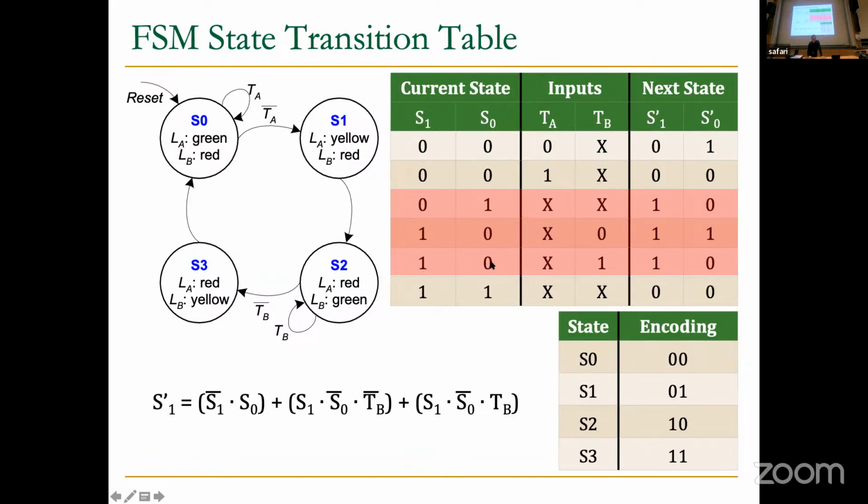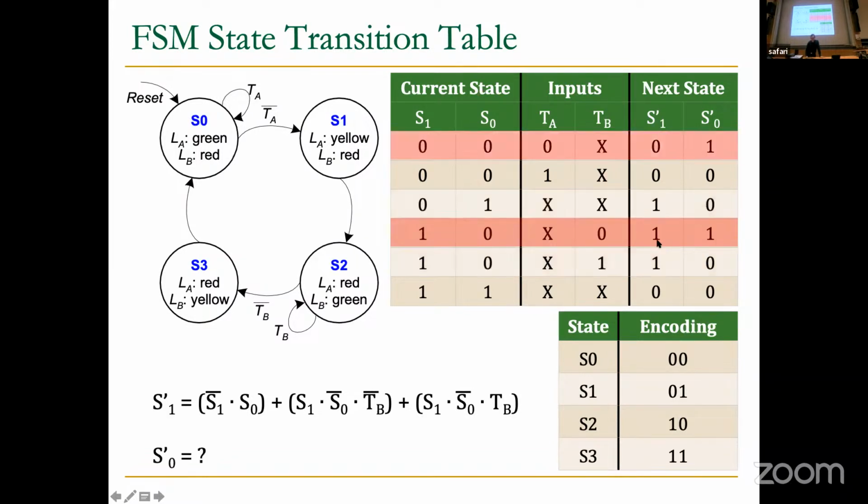S1 is 1, S0 is 0, and TB is 1, and it doesn't matter what this is. And this is a sum of products form, or somewhat reduced sum of products form, because we have don't cares over here, of essentially this function S1 prime.